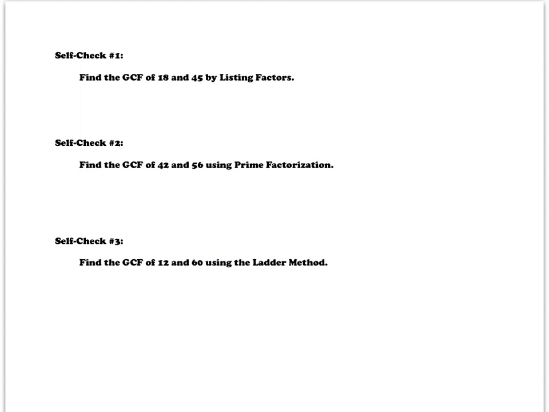Now it's time for you to do some work on your own. There are 3 problems: self-check number 1, self-check number 2, and self-check number 3. In these 3 problems, you will find the GCF of 2 different numbers by using either the listing, prime factorization, or ladder method. Go ahead and work these problems now and make sure that you put your answers on your paper and your work on the back side of your paper. Also, make sure that you put your answers on the notes that you will submit online to me.